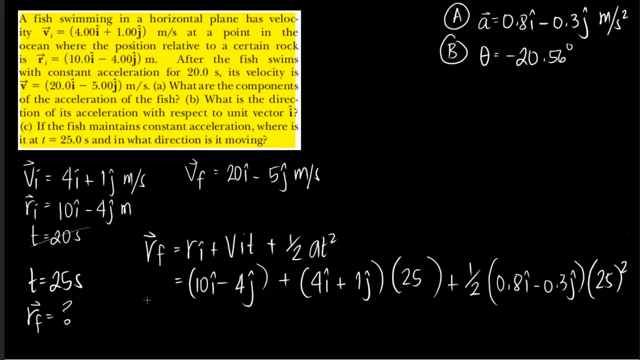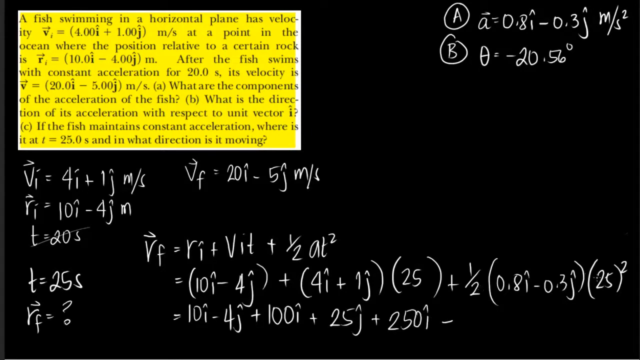Let's proceed. With this guy, there's no need to multiply, so it is as is. But later, we will combine like terms, okay? So 4 times 25 is 100i. 1 times 25 is 25j plus 1/2 times 625 times 0.8, right? 250i, and then 1/2 times 625 times negative 0.3 is negative 93.75j. Combine like terms, like I said, R f.